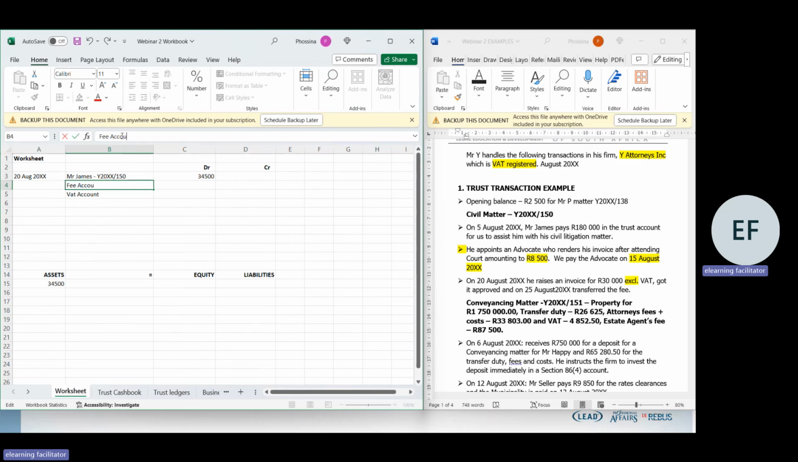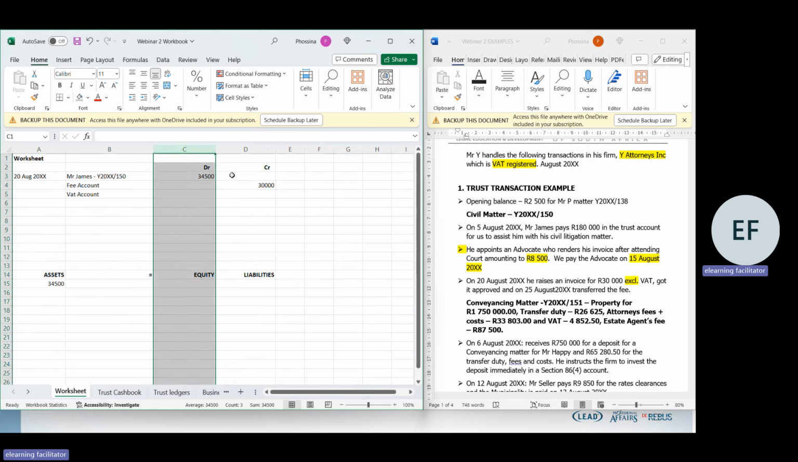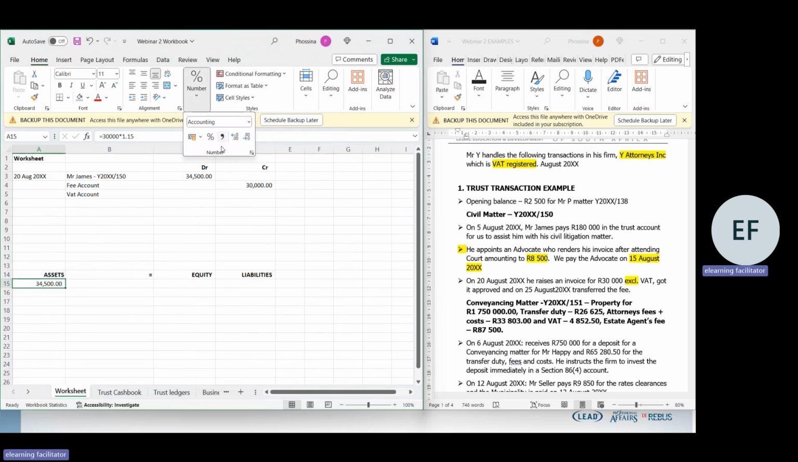So our fee account, we are going to credit it with how much? 30,000. That is why we are crediting with 30,000, that is what belongs to the firm. The difference, the VAT, does not belong to the firm. It is not our money. Then in the VAT account, we show that we are collecting 4,500 and this does not belong to us. So this is how we record this particular transaction, and we are recording it on the business side.